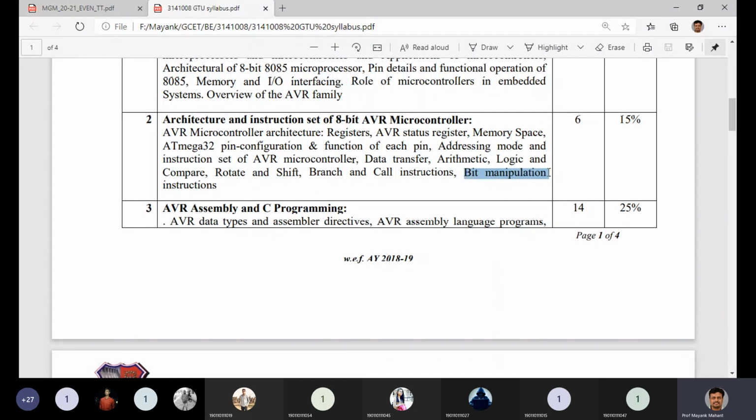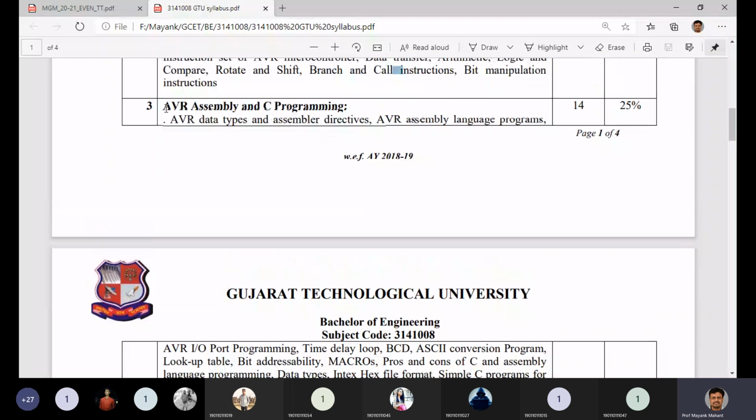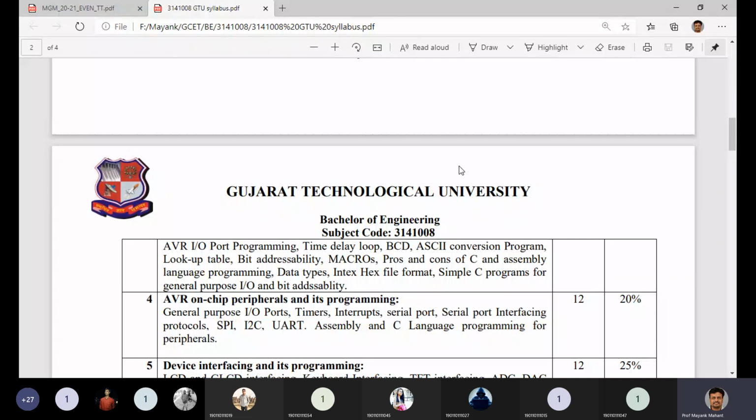So if I am having 1 byte of data, it is nothing but a collection of 8 bits. Out of these 8 bits, if I want to change or look at only 1 bit, then instructions are there for that too. This feature is only available in your AVR microcontroller, a bit processing capability, meaning a single bit can also be processed or programmed. So this would be your unit number 2, and in unit number 3 we will talk about assembly language and C language programming of your AVR microcontroller.